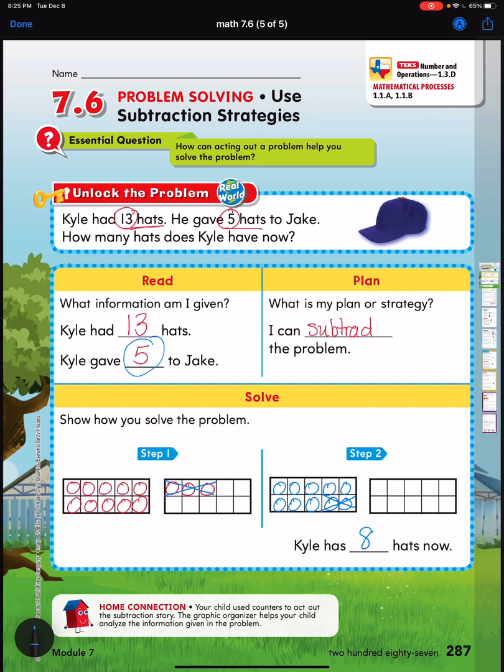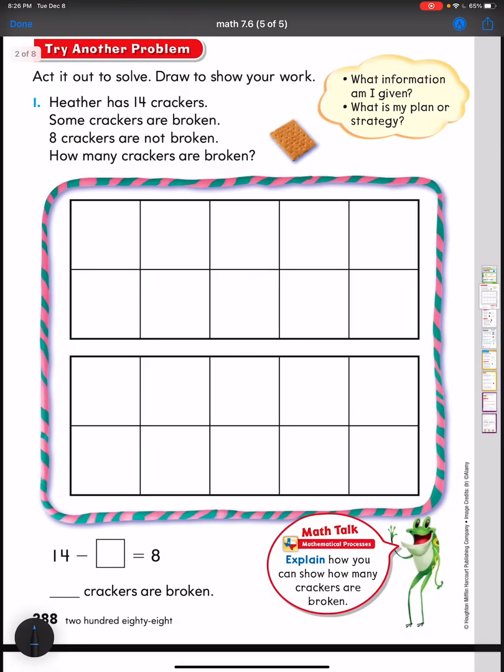So I can write this out just like we did yesterday. 13 hats. I took those 3 away to make my 10. And then I took 2 more away because really, remember, we're taking away 5 of those hats. And that equals 8. 13 minus 5 equals 8. I took away 5: 1, 2, 3, 4, 5. And that leaves me with 8: 5, 6, 7, 8. All right. Let's look at another one.